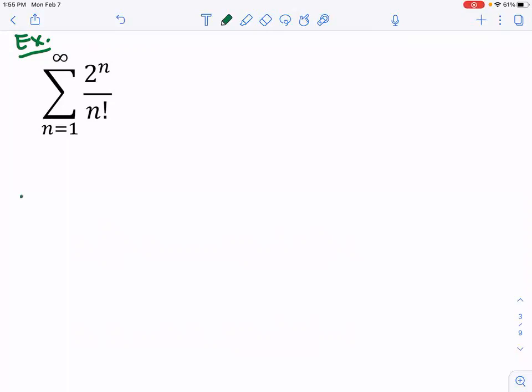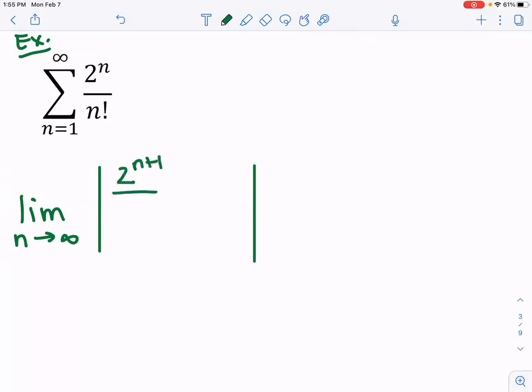Okay, so here we go. We are going to take the limit as n approaches infinity of the absolute value. We have a to the n plus 1 divided by, so multiply by the reciprocal of a to the n. Do you not see how beautiful this is?